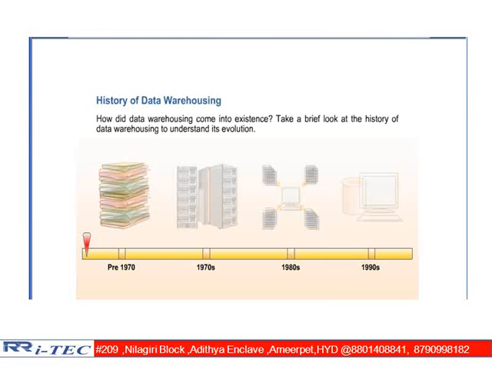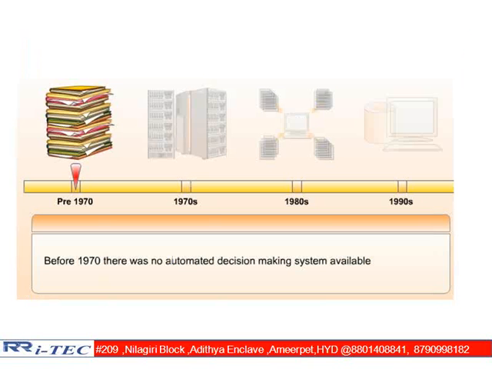Perfect. Now, today we'll go for the history of data warehousing, how it came into existence, and we will try to understand it. If you see the history of data warehousing, before 1970, there was no automated decision-making system available. Total data we used to store in file-formatted things, right? So before 1970, there is no automation system. We used to store everything in the file system only.